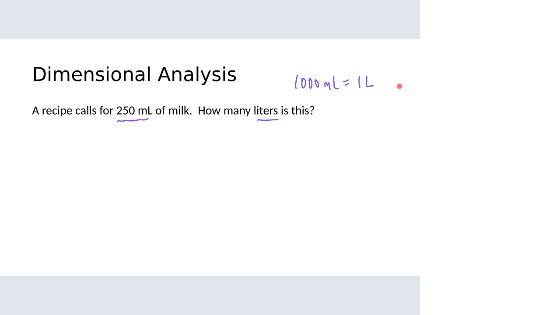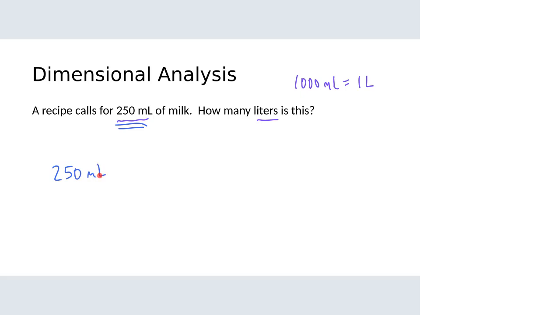Sometimes when we work on problems like this, students don't know where to start. I'm going to clear that up right away. You start with whatever you've been given. We've been given 250 milliliters of milk. So that's where I'm going to start, with my 250 milliliters.